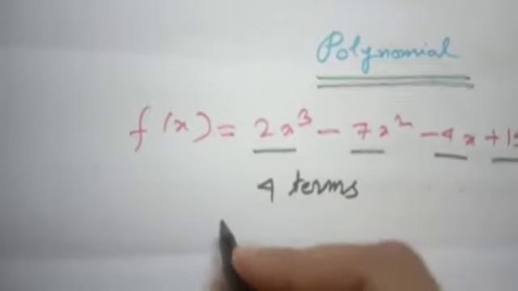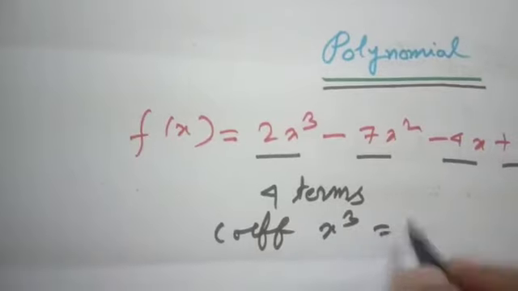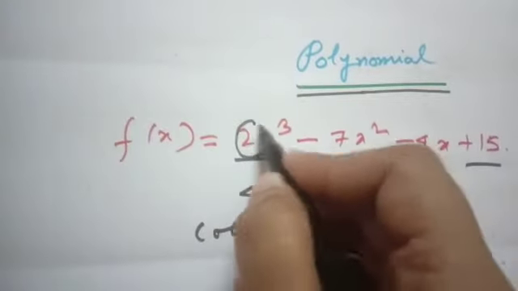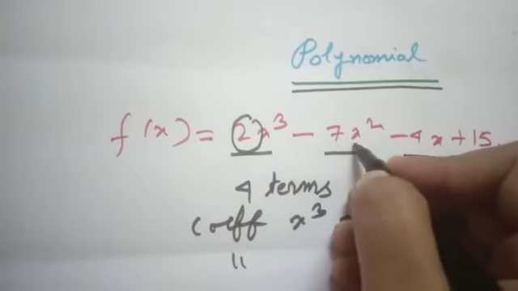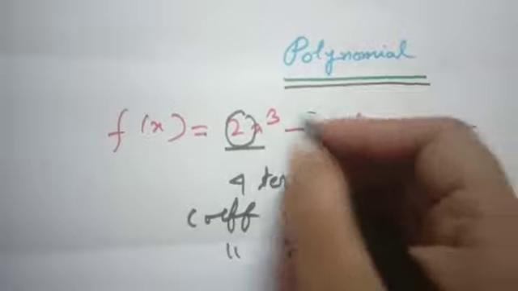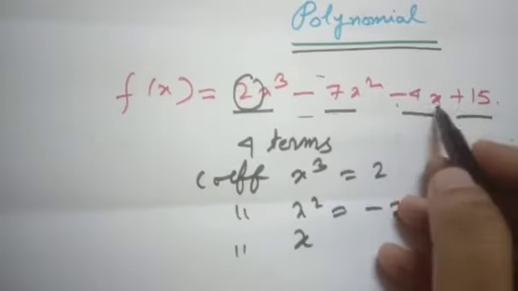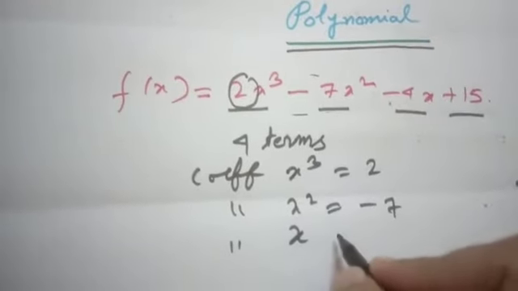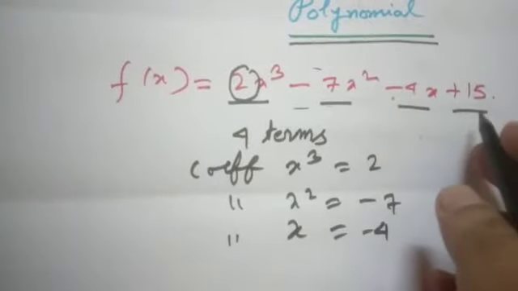And here the coefficient of x cube is 2. Coefficient of x square is minus 7. Coefficient of x is minus 4 and the constant term is 15.